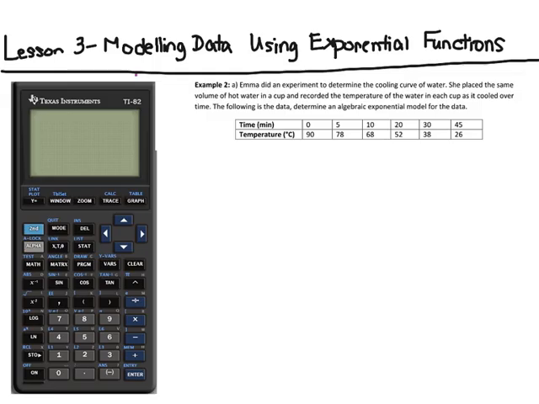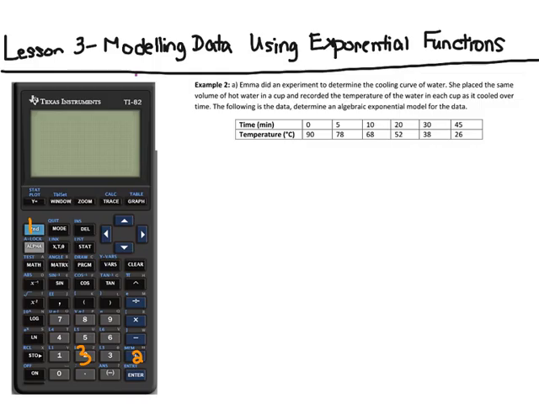Okay, so we're going to enter the data. So first, since the last question, you need to delete your memory. So you're going to push second function, plus sign for delete. You want to delete all, so you'll hit 2. And then you want to push 1. And then you're going to push enter till everything is cleared. So that will clear your calculator out.